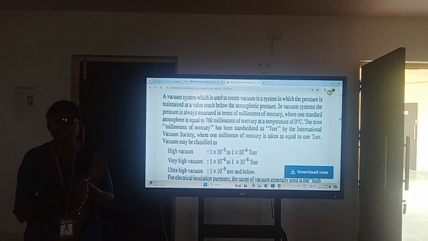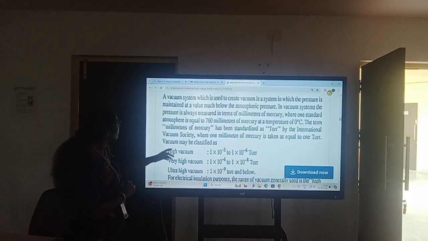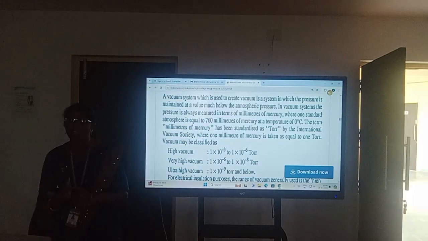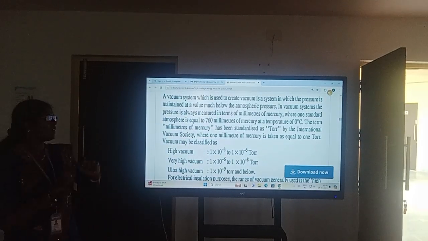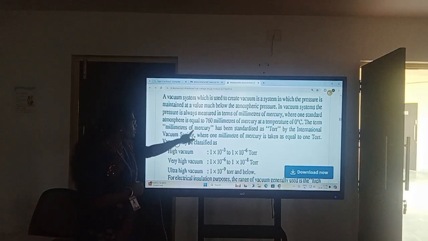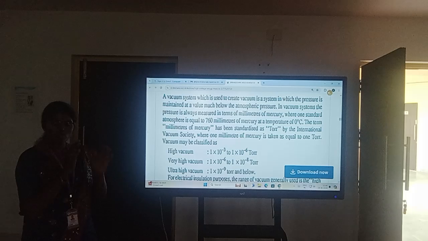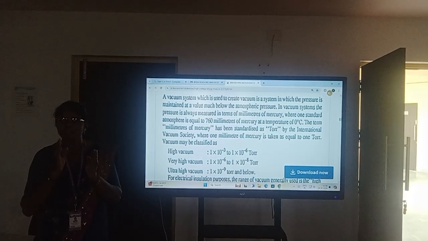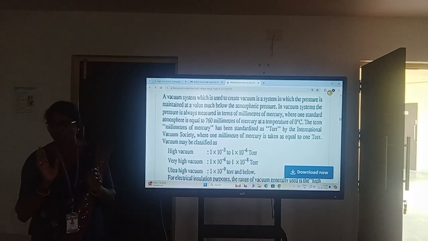Everything has a unit, right? So the standardized unit is called torr, or in another name, millimeter of mercury. One millimeter of mercury is standardized as what? Torr. So vacuum space will be represented with the unit torr. Vacuum space is created when the pressure is below atmospheric pressure.